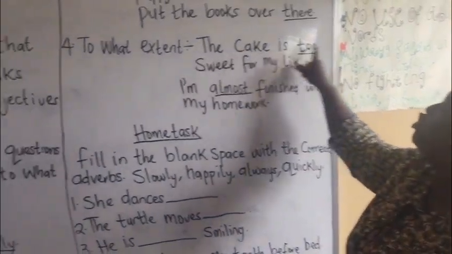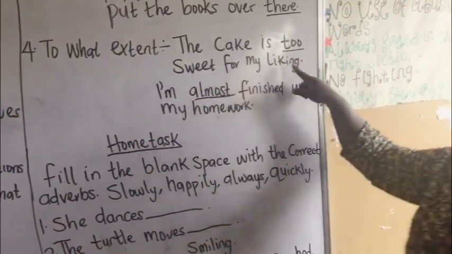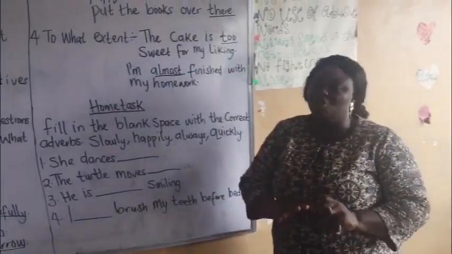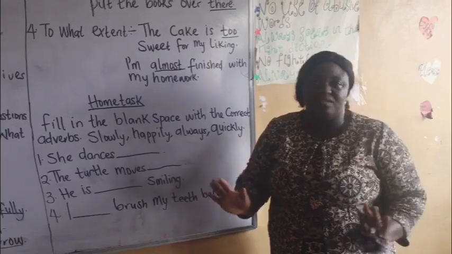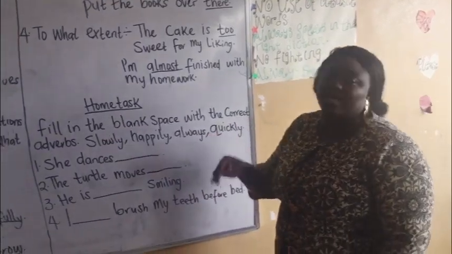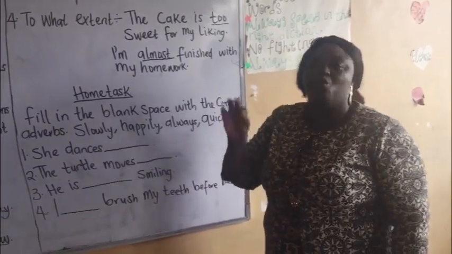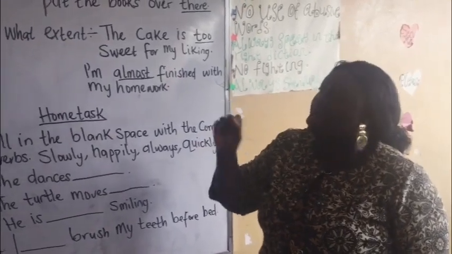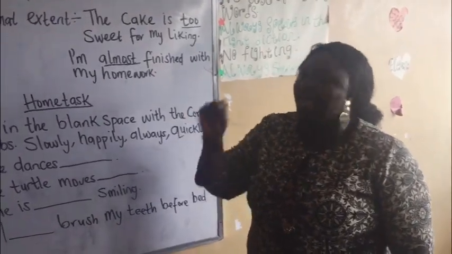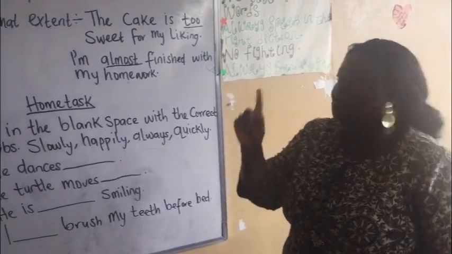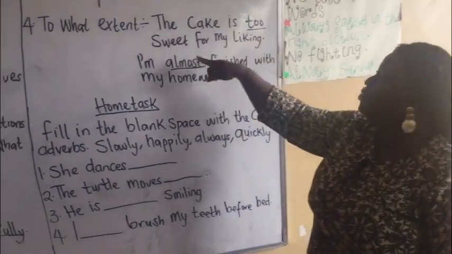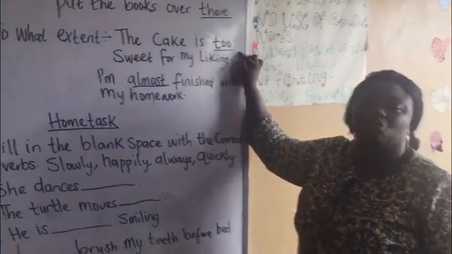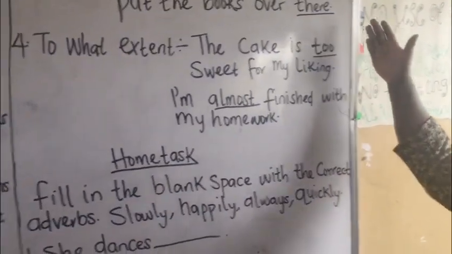Now, the cake is too sweet for my liking. You can actually say the cake is sweet, and it's a normal and correct sentence. But now we are talking about an adverb, which talks more about the verb, or it can also talk about adjectives and other adverbs. In the cake is too sweet for my liking, your too here is actually your adverb.